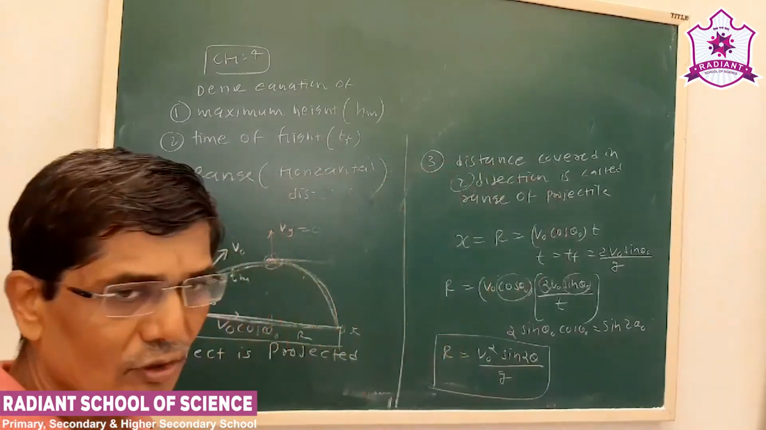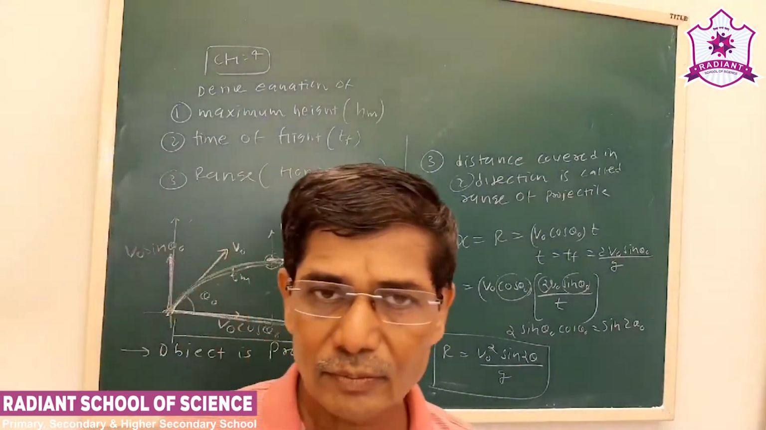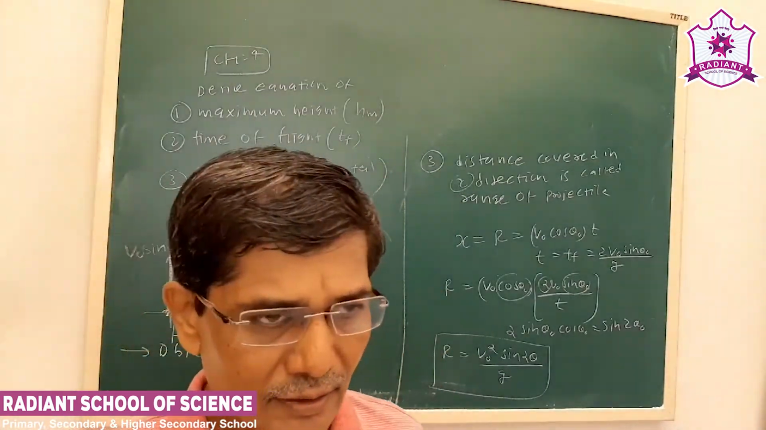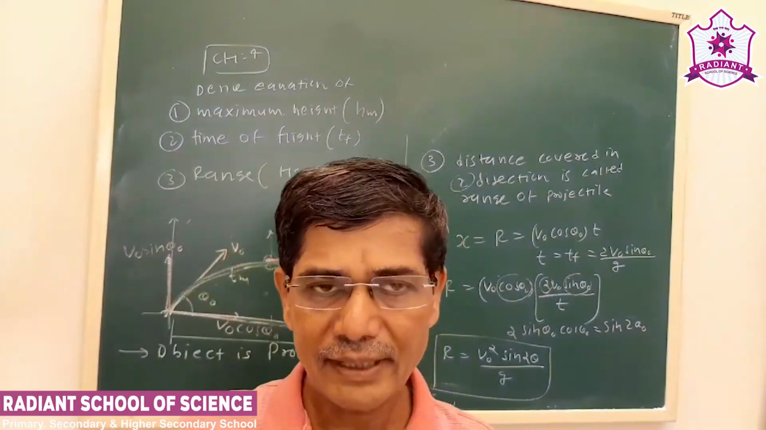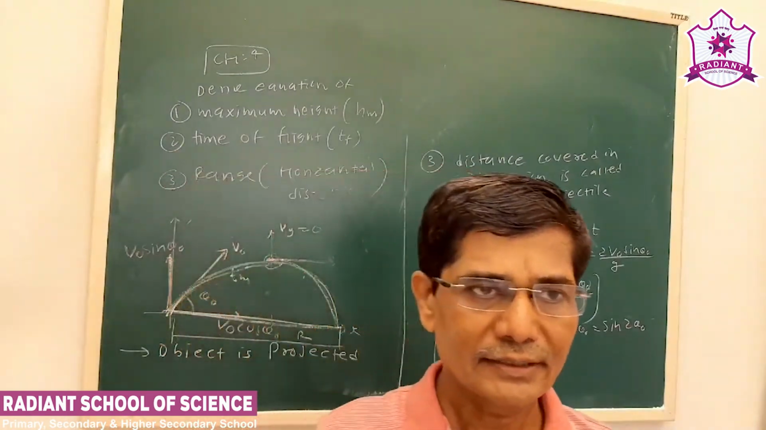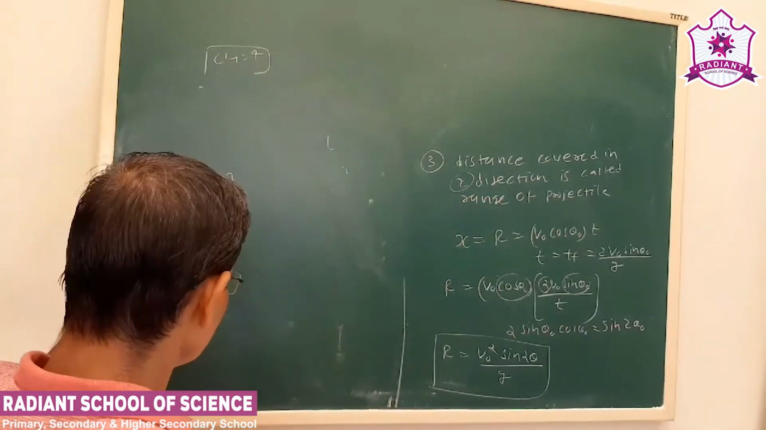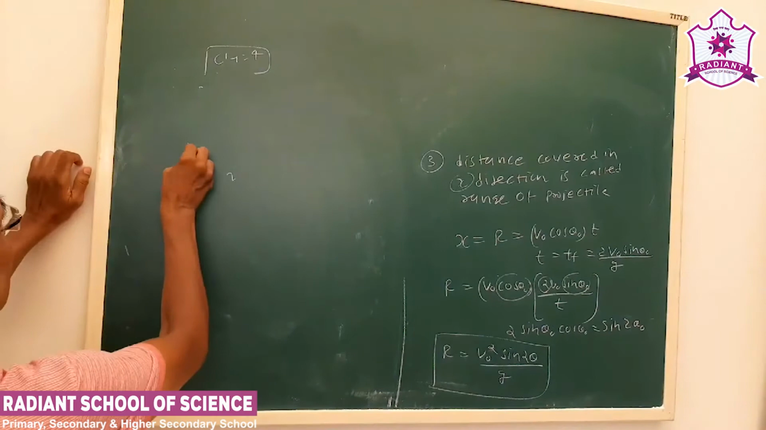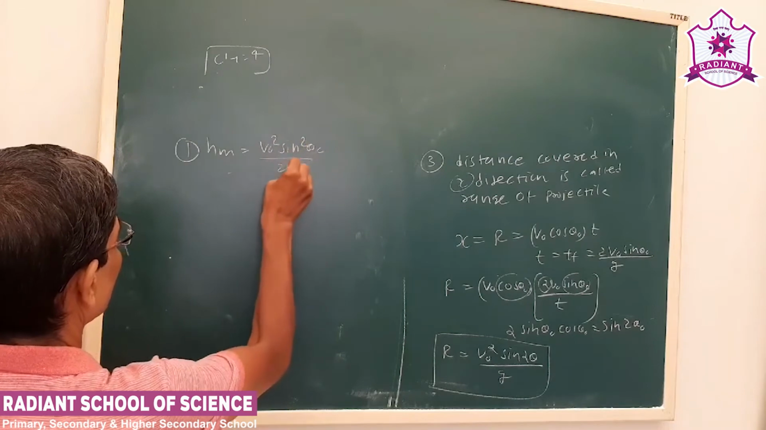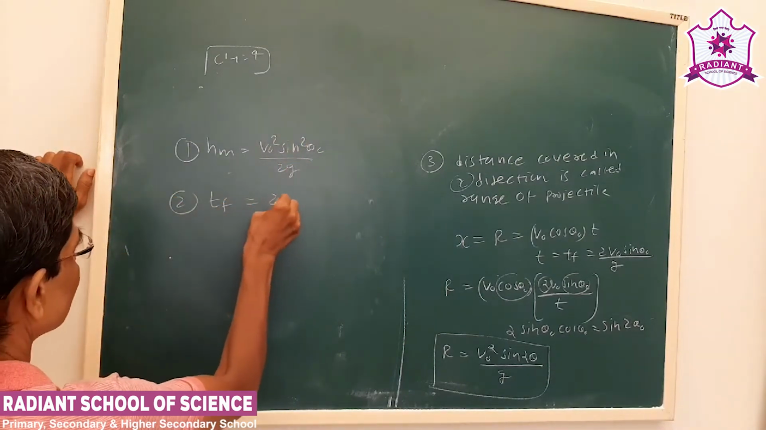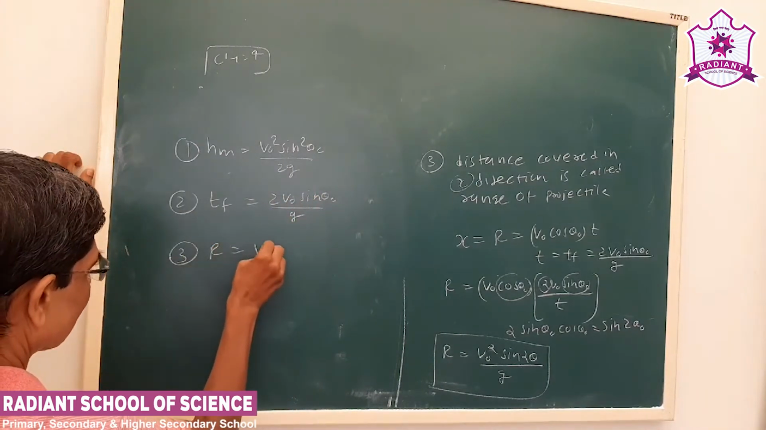So these are the important equations. First we have seen what is projectile motion. We proved that the path or trajectory of a projectile is parabolic. We also derived the equation of maximum height, that is hm, time of flight, that is Tf, and the range of the projectile. These are the three equations which we derived: hm, Tf the time of flight, and the range of the projectile.